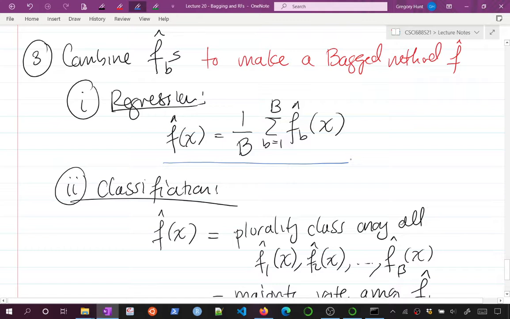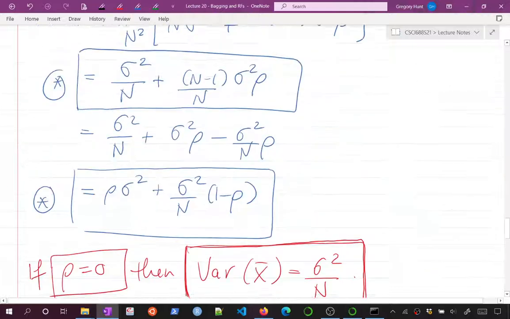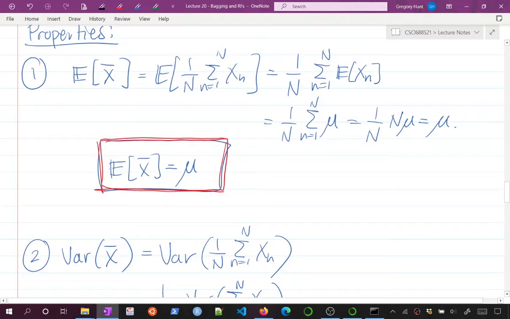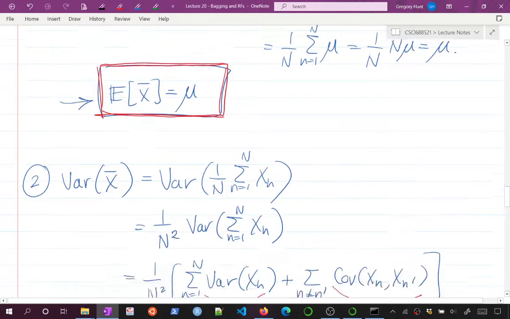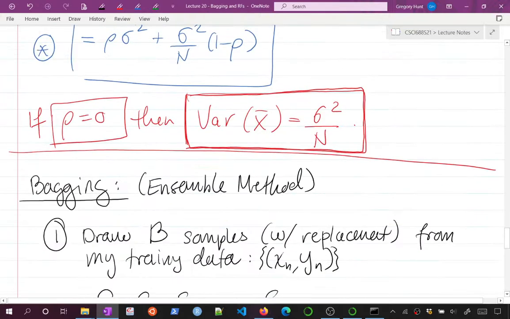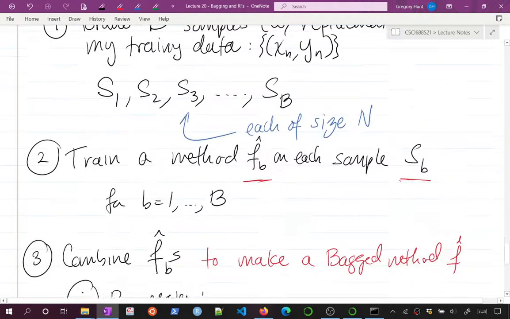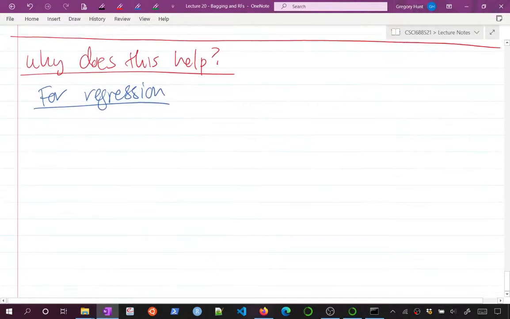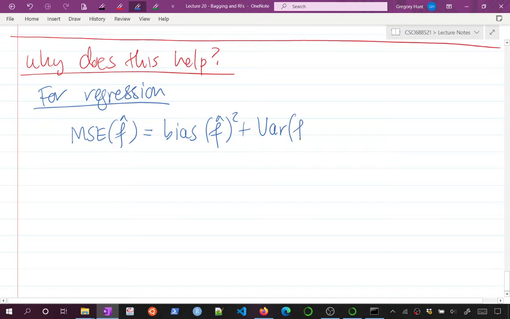For regression, our bagged classifier is just the average answer among all of our subsample classifiers, right? And we talked about what happens when we average things together. It doesn't change the mean, but if we have things that are uncorrelated, it's going to reduce the variance, right? So if we go back to our discussion about MSE, for regression, the MSE of some regression method f hat is the bias of f hat squared plus the variance of f hat, right?